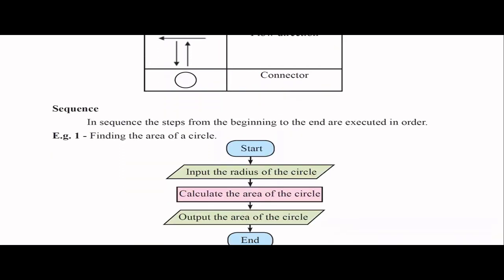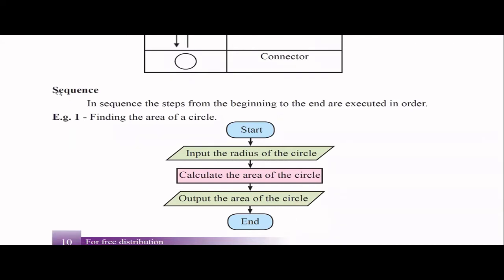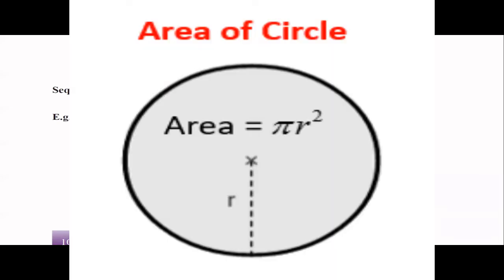Now we'll see a small example of sequence. Here, you have to find the area of a circle. I hope you know how to find the area of a circle, the mathematical equation. To calculate the area of a circle, we need the radius of the circle. Here they have not mentioned any mathematical equations, but you should know it.